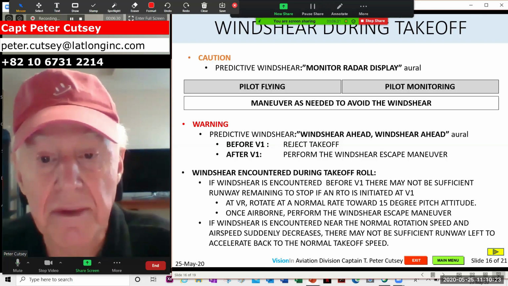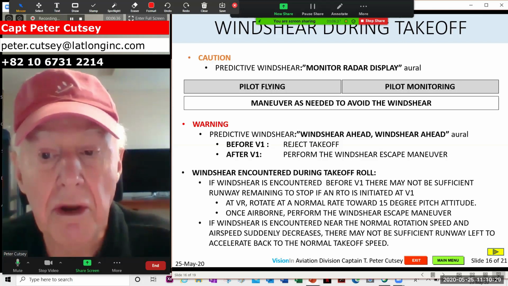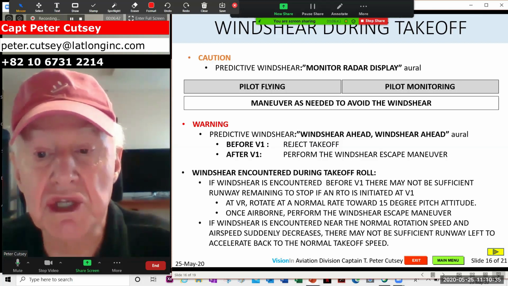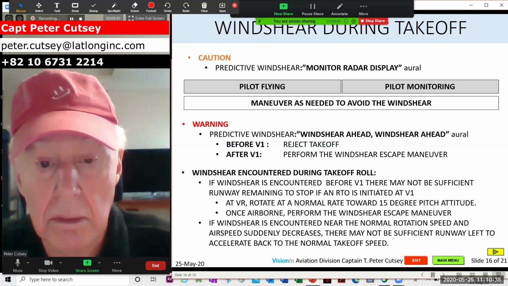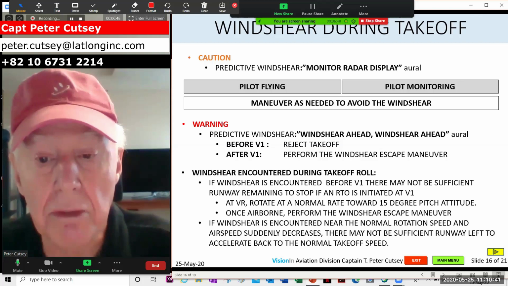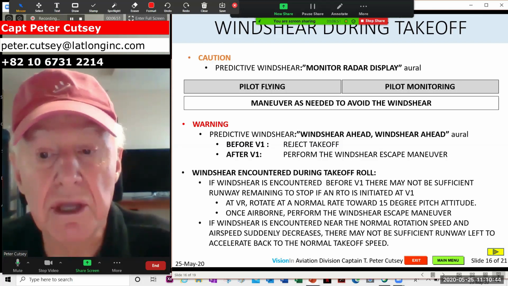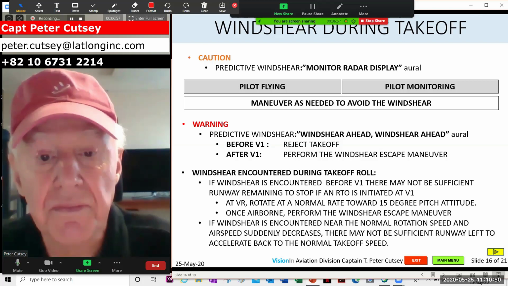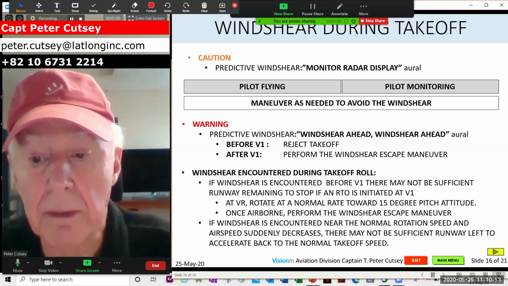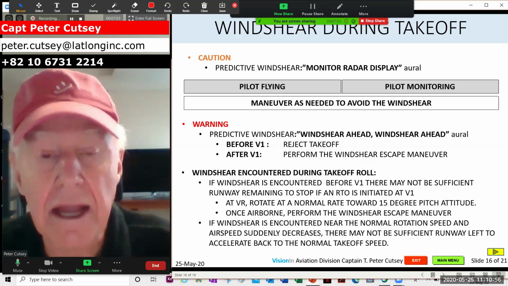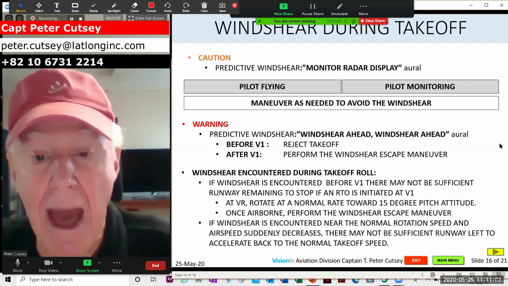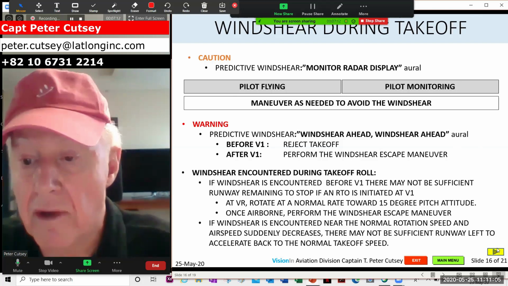If wind shear is encountered during the takeoff roll before V1, there may not be sufficient runway remaining to stop if an RTO is initiated at V1. At VR, rotate at a normal rate towards 15-degree pitch attitude. Once airborne, perform the wind shear escape maneuver. If wind shear is encountered near the normal rotation speed and airspeed suddenly decreases, there may not be sufficient runway left to accelerate back to the normal takeoff speed.